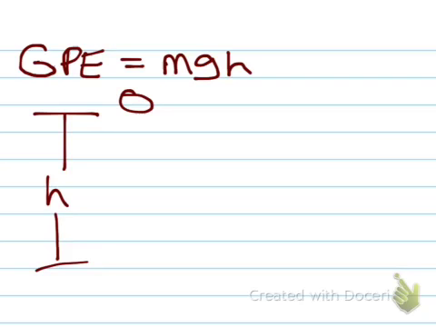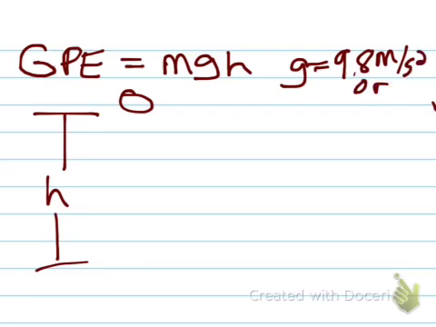Okay? So if you have a ball held a certain height up, the amount of potential energy due to gravity that it has is equal to the mass of that ball times g, and remember that g is equal to 9.8 meters per second squared, and sometimes we just call it 10 meters per second squared for easy math. So it's equal to mass times 10 times whatever height it's at. And obviously, the higher you go, the more gravitational potential energy you have.